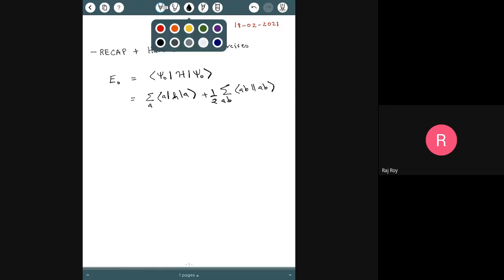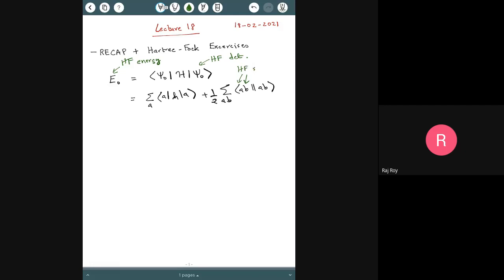And here, this is what we call the Hartree-Fock energy when psi naught is the Hartree-Fock determinant. And here A and B are the Hartree-Fock spin orbitals. So this is the expression when you have already optimized the orbitals. The expectation value of the determinant made from the spin orbitals, when the operator is the full Hamiltonian, gives you the Hartree-Fock energy.